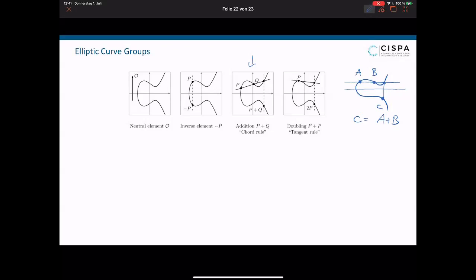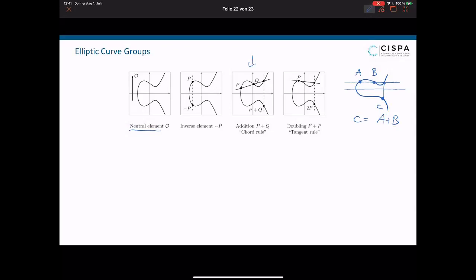But when you have a group, we need to check a few things. The first one was we need to check for an identity element, and this is not so easy to visualize. The identity element is the so-called point at infinity. To do this properly, I would have to talk about projective geometry, which is completely out of scope of this lecture.